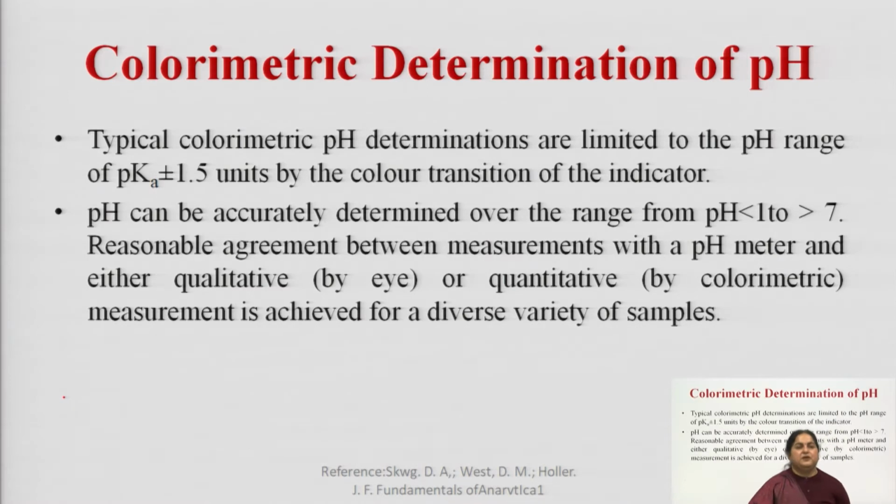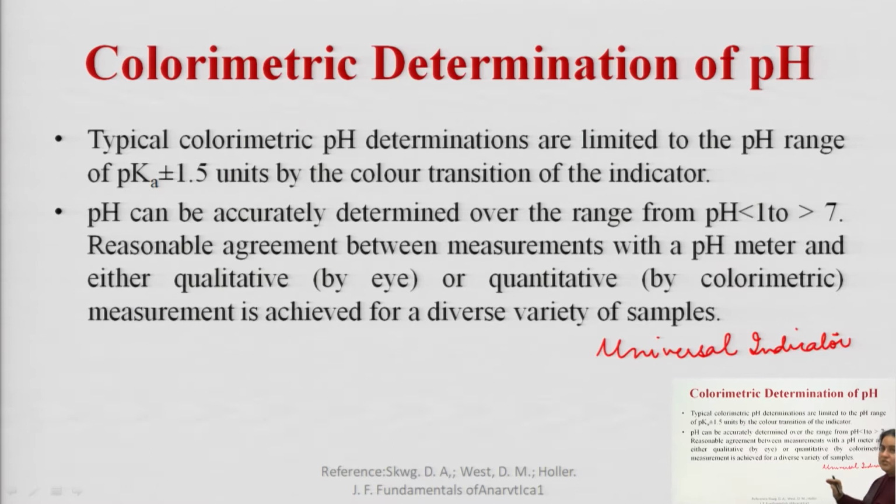This colorimetric determination of pH, previously, we used to do in a very primitive manner. What we used to do was use universal indicators. It was a mixture of 2-3 dyes, and that we need not discuss. You all know what a universal indicator is. It is a mixture of dyes which can act as an indicator for any titration.